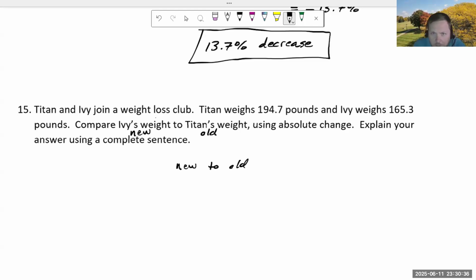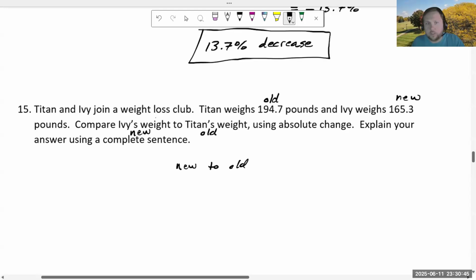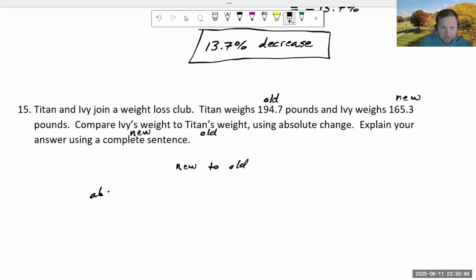So let's go up here and see. Okay, so this is the old, and then Ivy is the new. So then my absolute change, that's supposed to be a letter B. Absolute change is new minus old. So I'm going to do Ivy minus Titan. So it's going to be 165.3 minus the 194.7.